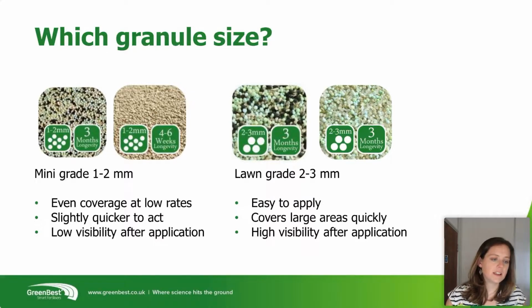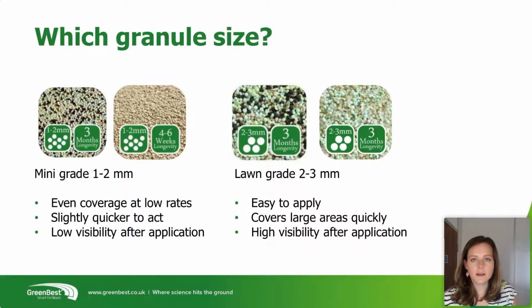So the mini grade, actually, if you want to drop your application rates down a little bit, maybe to 15 to 20 grams per square meter, then mini grade is better for this, because you're going to get more granules per square meter, therefore more even coverage and less chance of speckling. Mini grade also, because the granules are smaller, they are naturally quicker to act, they dissolve faster, and there's more of them. So depending on the rain and the conditions, you might see a 3 or 4 days head start on mini grade compared to the lawn grade.